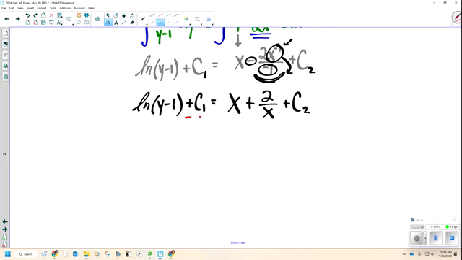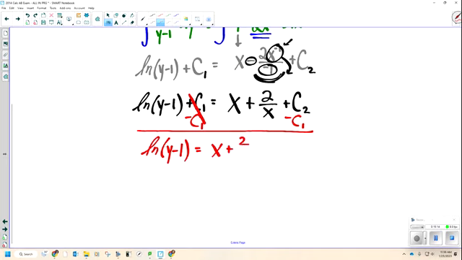I want to try and isolate my y. So I'm going to subtract C1 from both sides. So I've got the ln of y minus 1 equals x plus 2 over x plus, if I have a constant and I subtract another constant, my end result is still a constant. I could put C3 there if I want, but now I only have one C in there. I only have one constant. So I'm just going to call that C.